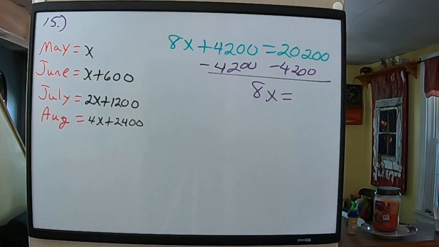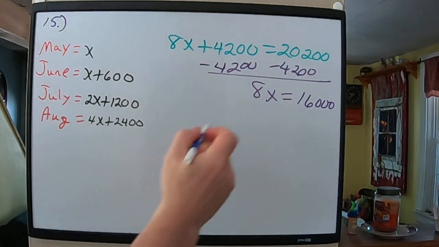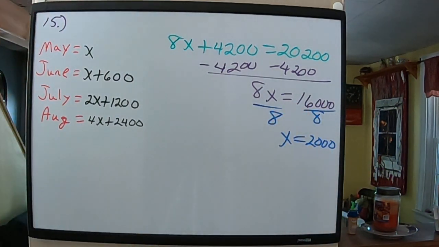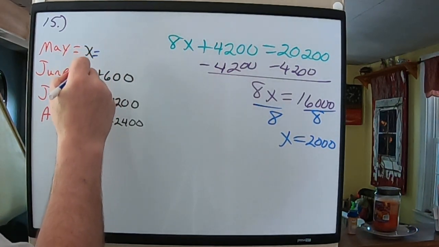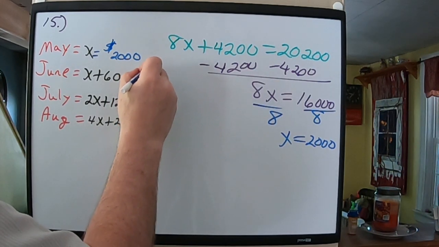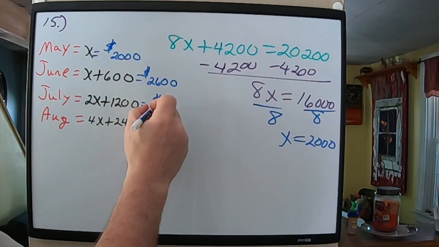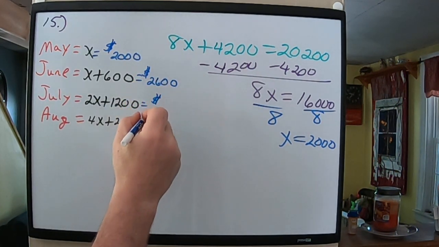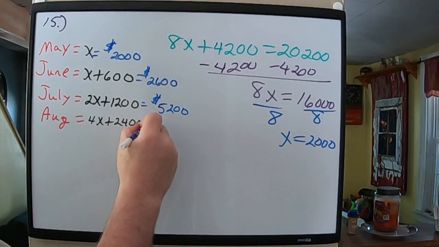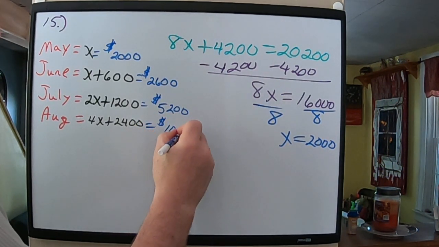And then you just have to subtract the 4,200. 8x equals 16,000, and then divide by 8. X is 2,000. So now this is dollars. So dollars, 2,000. Dollars, 2,600. Let's see, this would be twice this. 5,200, and again dollars, twice that, 10,400.